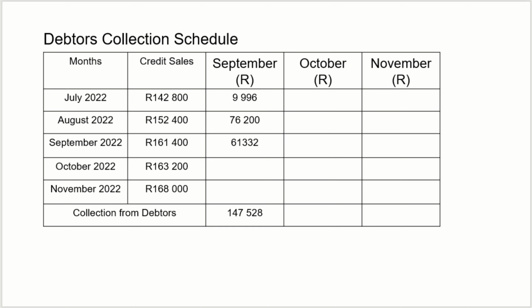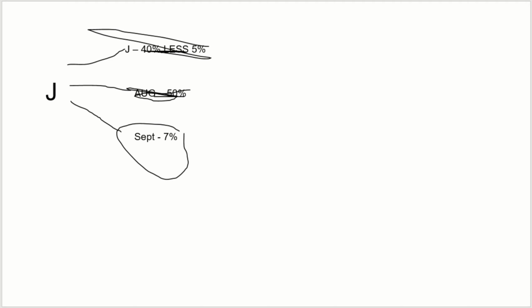All right, so from here, we move on to the next stem and branch, which will be for the month of August. I'm sure by now we realize that the stem is the month of sale and the branches are our collection months. All right, so let's draw the stem and branch for August.